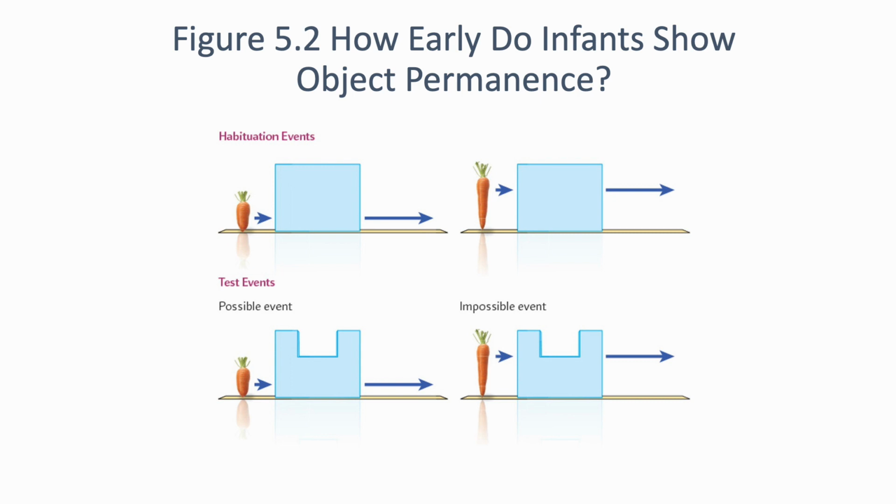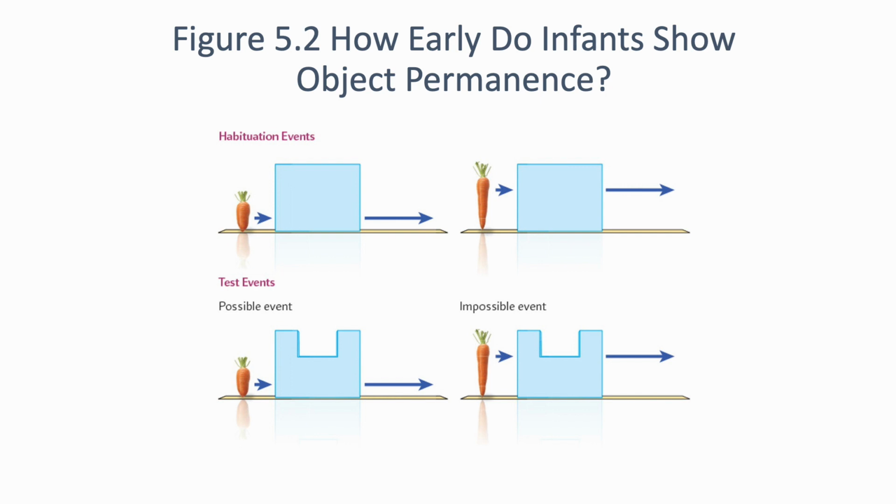Piaget thought that babies didn't have object permanence, which is to say that if an object was hidden, they didn't realize it was still there. He thought this because they didn't reach for hidden objects. Other researchers thought it may be because the babies didn't yet have the motor skills to reach for the objects, so they designed studies to test violations of expectations.